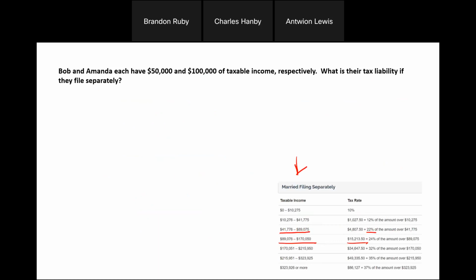Her 150,000 falls in here. So it's $15,213.50 plus 24% of the amount over $89,075. Then we calculate those individual tax liabilities and add them together. Their tax is likely to be slightly more. It's not always the case, but generally is.